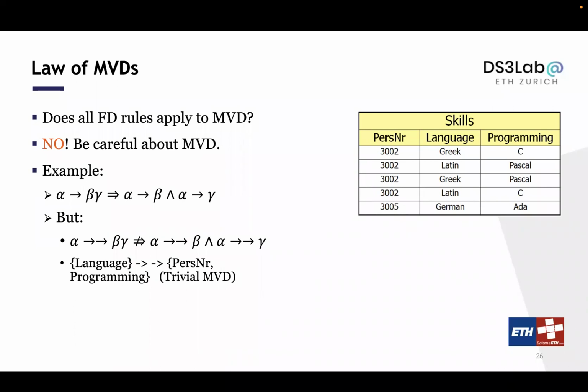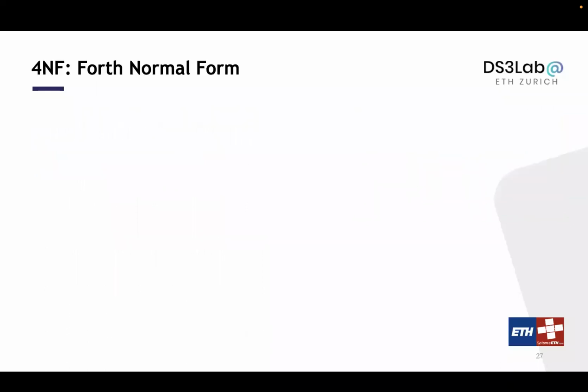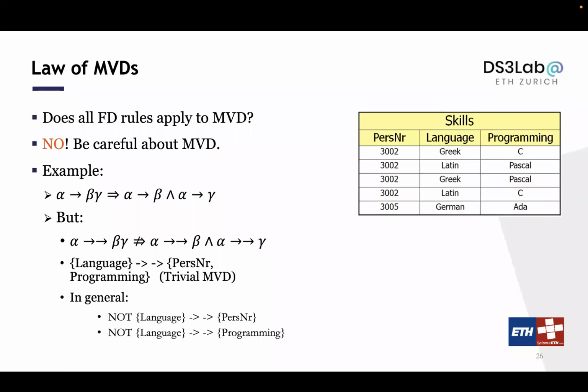One attribute can have multiple dependencies from that to the rest of the attributes. So this is a trivial multivalued dependency. But on the other hand, clearly you cannot decouple them. You cannot say, because I know there's an MVD from language to personnel number and programming, then I have the multivalued dependency from language to personnel number or language to programming. Clearly that doesn't hold. So this is just one counterexample about this rule.